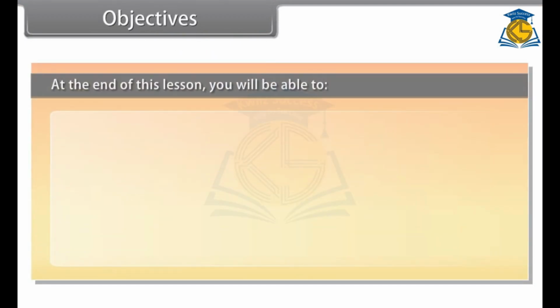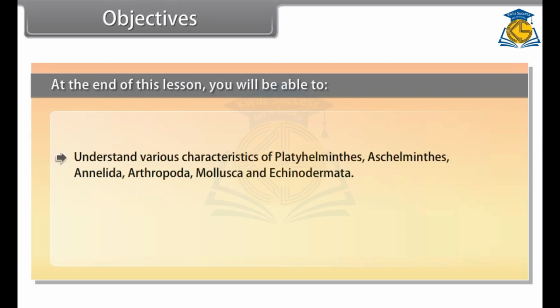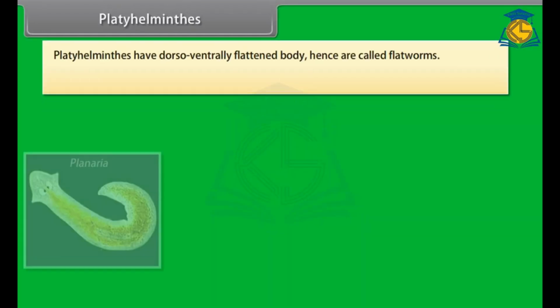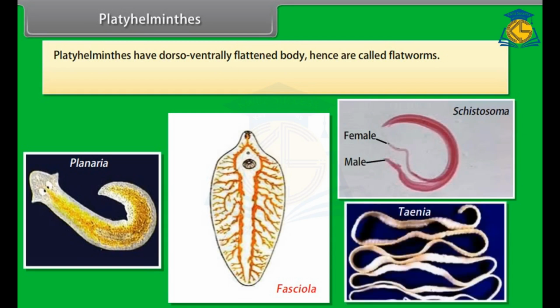Objectives. At the end of this lesson, you will be able to understand various characteristics of platyhelminthes, aschelminthes, annelida, arthropoda, mollusca and echinodermata. Platyhelminthes. Platyhelminthes have dorso-ventrally flattened body, hence are called flatworms.